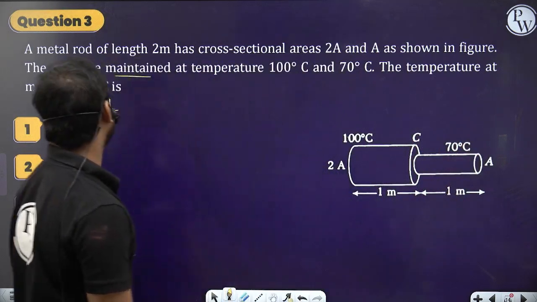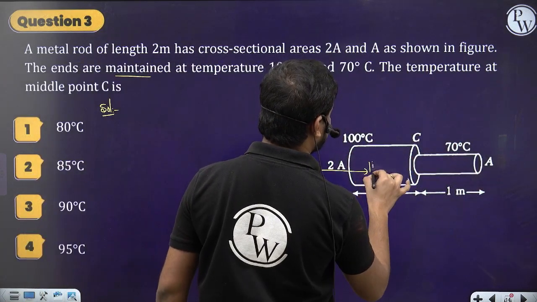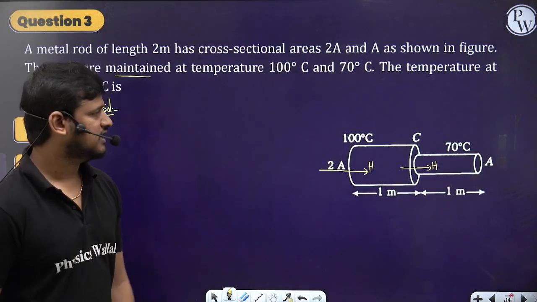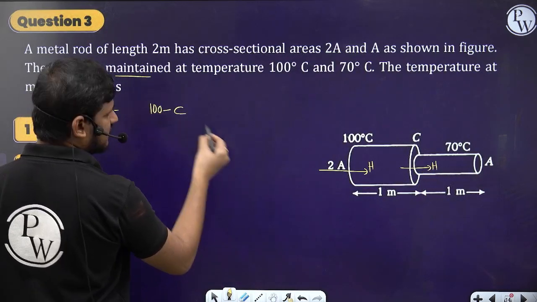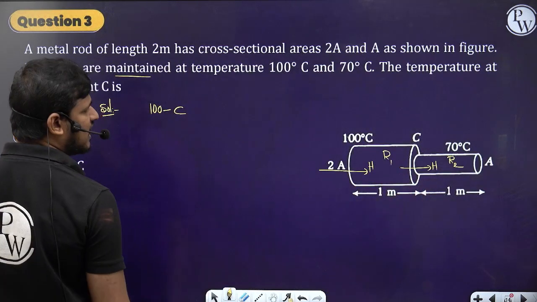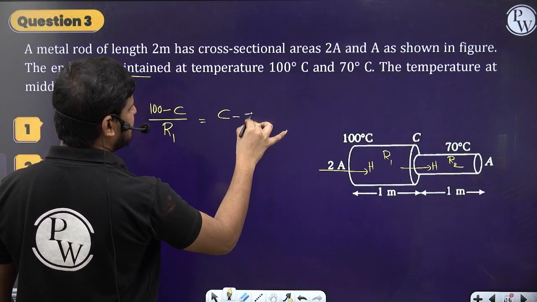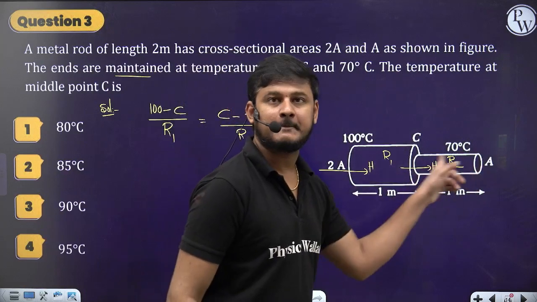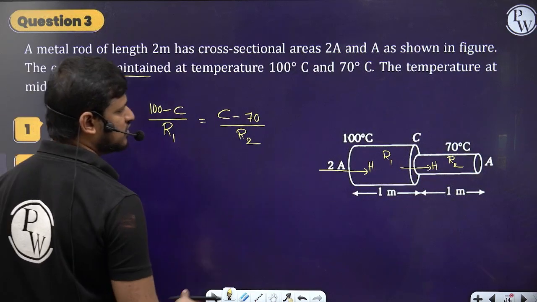So the temperature difference is given. So find the temperature at the junction C. Whatever heat current flows from here, the same heat current flows in this one, because it is a series combination, right? So how can we write the formula? Let the resistance of this one be R1 and the resistance of this one be R2. So (100 minus C) by R1 is equal to (C minus 70) by R2. Yes or no? This temperature will be more, this temperature will be less, then only the heat current flows. So can you find what is R1?